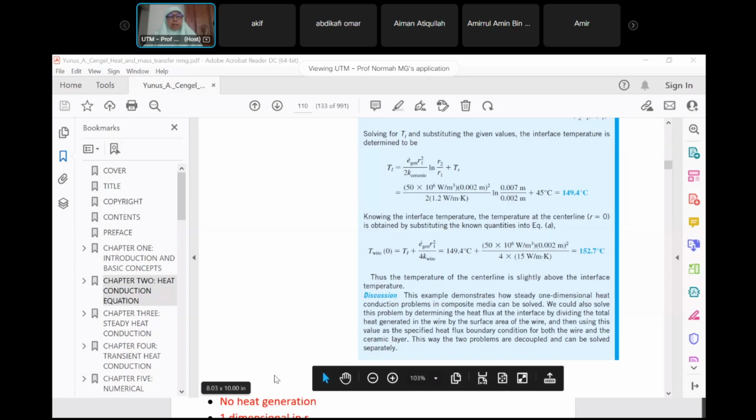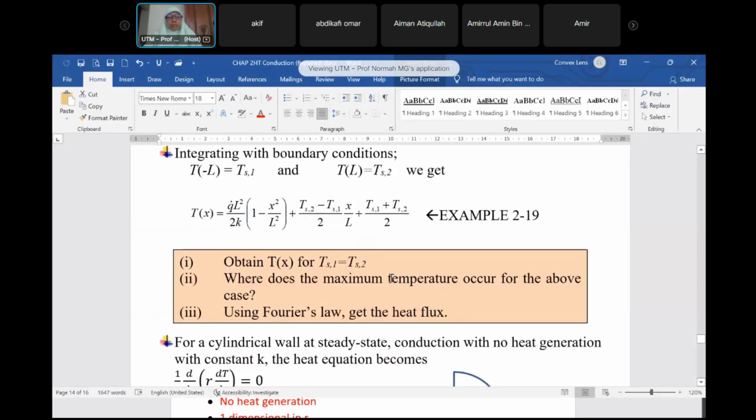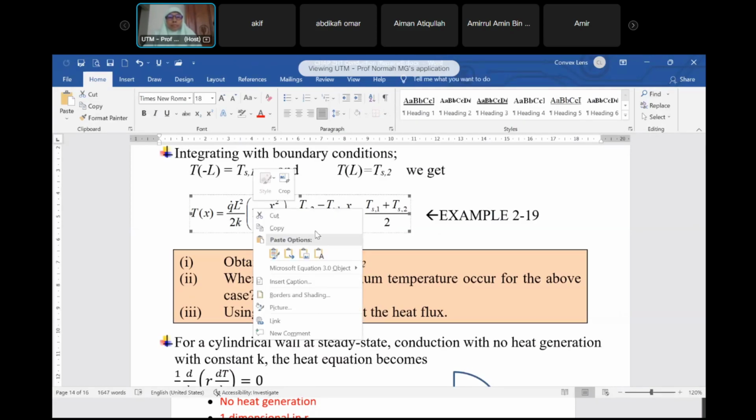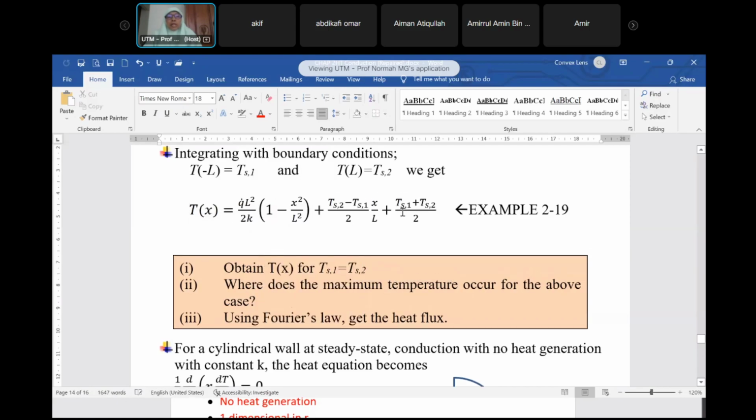That's given. Then obtain Tx for Ts1 equal to Ts2. This is additional. What happens if Ts1 is equal to Ts2? Then this part would have been 0, correct? And you end up with just the rest of the terms.